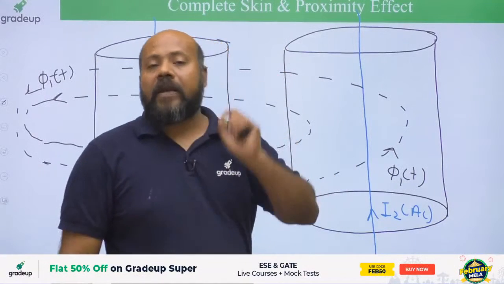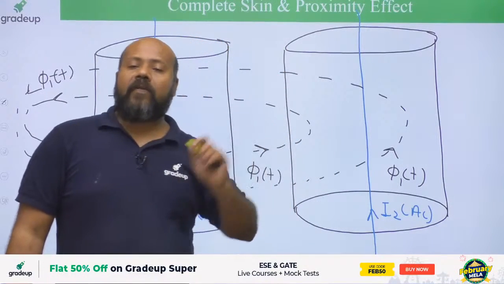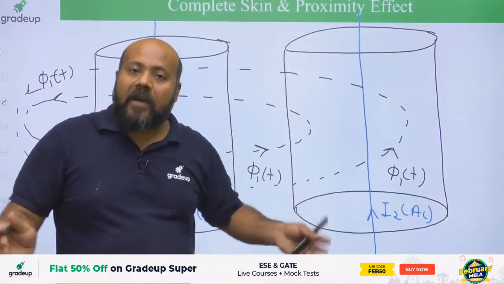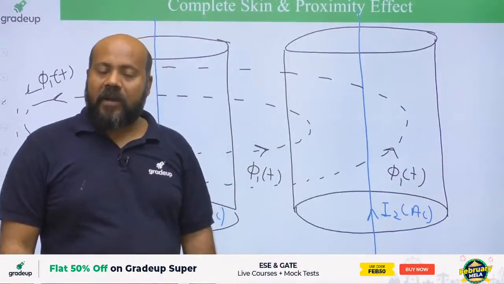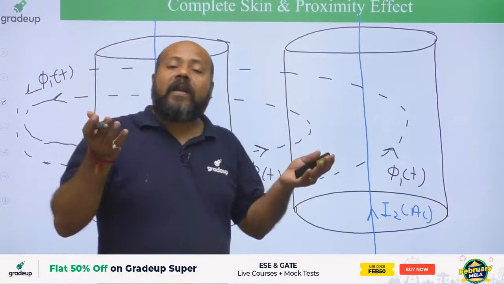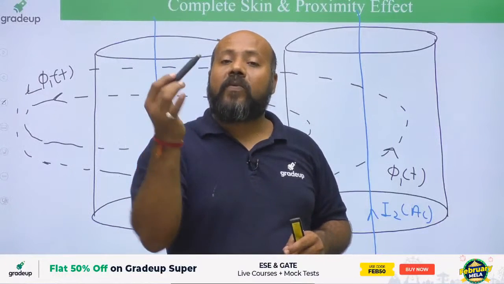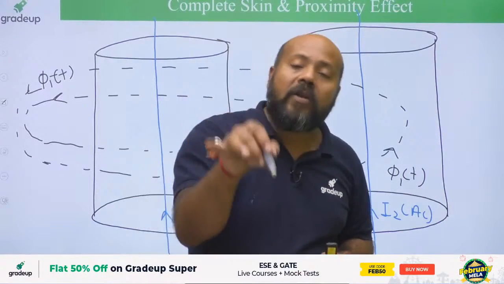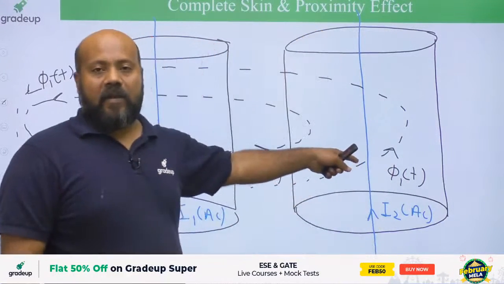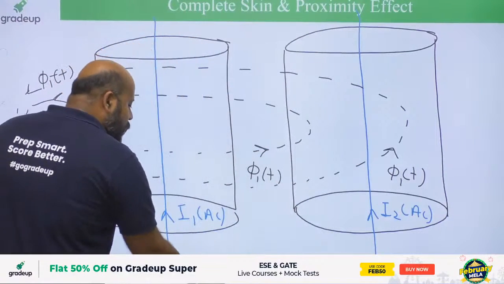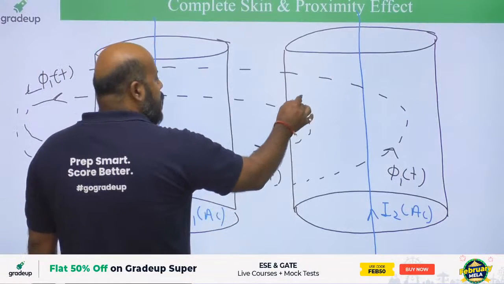When this time varying flux is going to link with this second conductor material, again the eddy currents are going to be generated, and the direction of eddy currents is going to be such that they will give rise to a flux which is going to oppose its own cause, that is nothing but this flux. Because of the Lenz's law, effect opposes the cause. So what is going to be the direction of eddy currents? Let us try to understand.